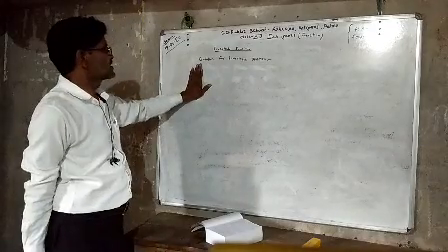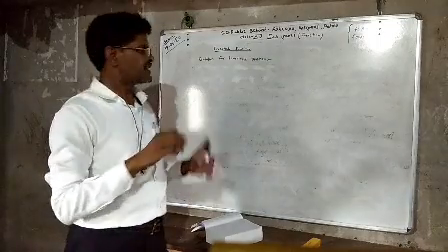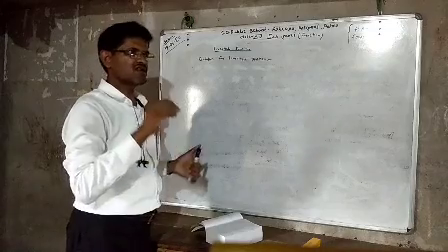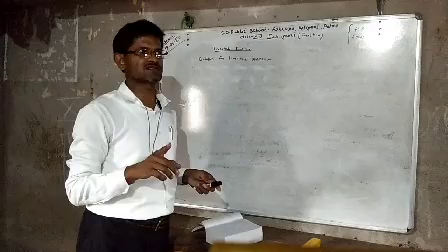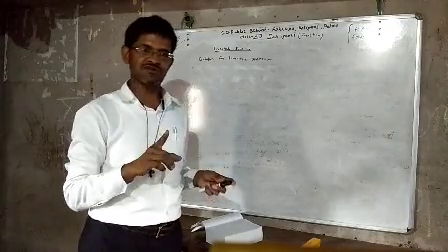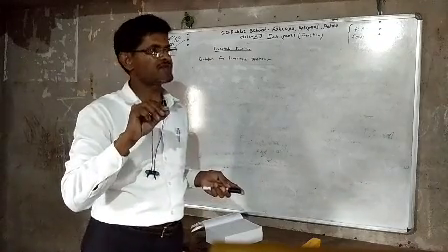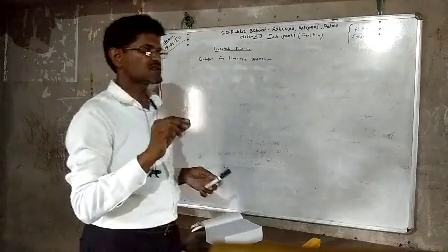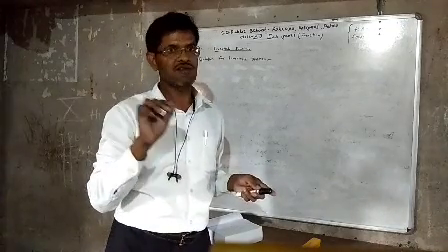Now some conditions for an invertible function. Every function cannot have an inverse. Every function is not an invertible function. An invertible function is a function whose inverse can exist. We can have the inverse of that function which is one-one and onto, one-one and onto.